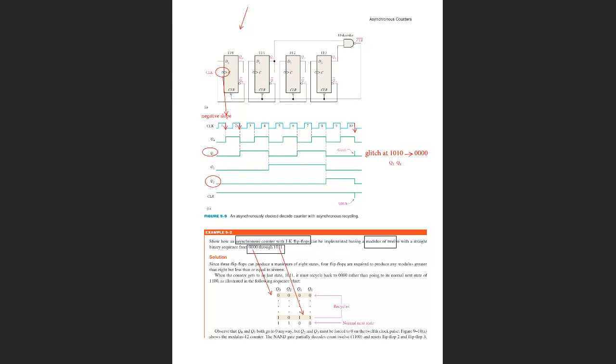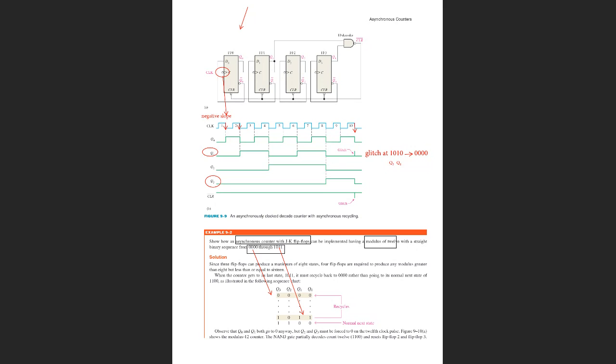So we have 4 D flip-flops. All of them have feedback from the negative output back to the data input for every flip-flop. We have a clock which is triggered with negative slope, and at every negative slope of the clock, Q0 is changing its state. So first the clock is causing Q0 to become 1, second is causing Q0 to be 0, and so on and so on.